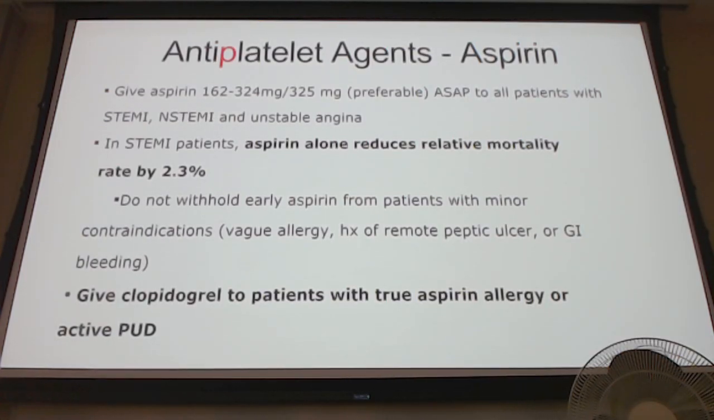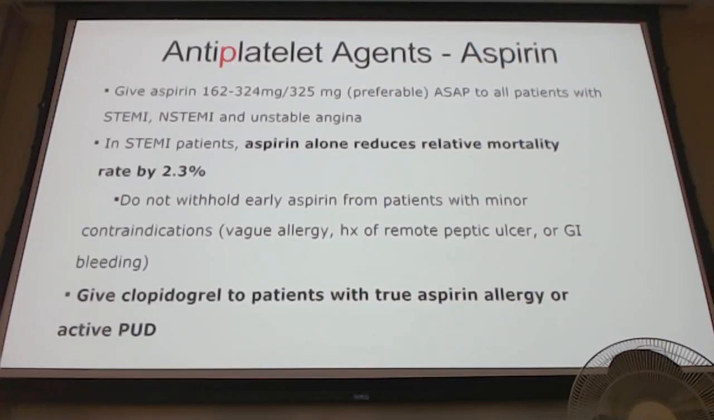So we give an antiplatelet agent, which is commonly aspirin. There are other ones we can give as well. We can give clopidogrel, or Plavix, if they have an aspirin allergy, or we're worried about peptic ulcer disease or some sort of GI bleeding. We can give them Plavix.